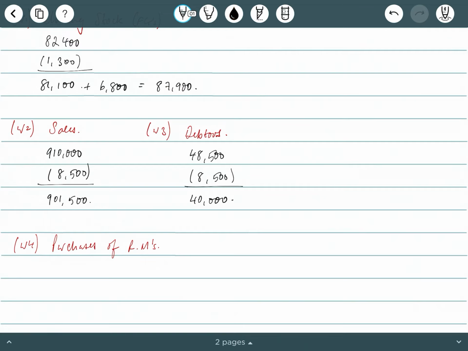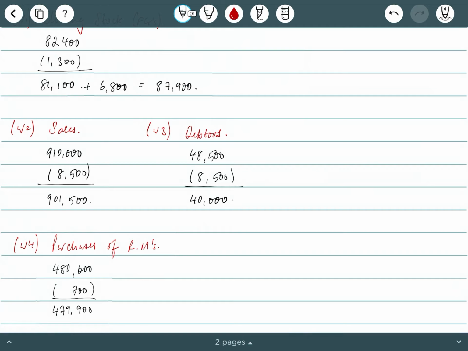If you go back to the trial balance, you see there the purchase of raw materials just above sales is 480,600. What I'm going to do is subtract that 700, which brings it down to 479,900. Now, simply moving on there, we then look at the remainder of the 3,600. So 3,600 minus 700 leaves us with 2,900. And as I said, that should not be included in wages.